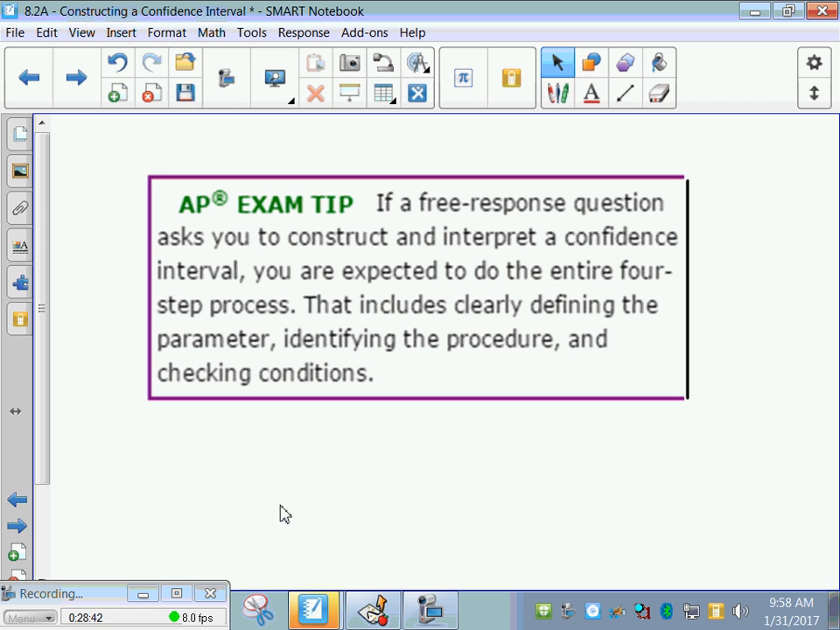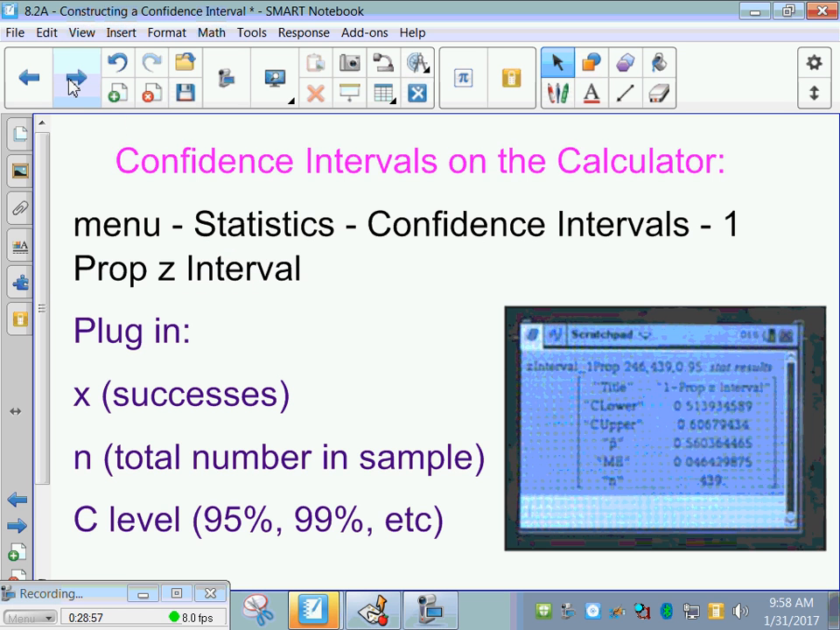Exam tip: make sure you do the 4-step process. Do you guys want to learn how to do this on your calculator? Yes. It's easy with the formula. Now, I am going to check that you plugged in the formula, and the book doesn't show you how to plug it in, so make sure you do it.